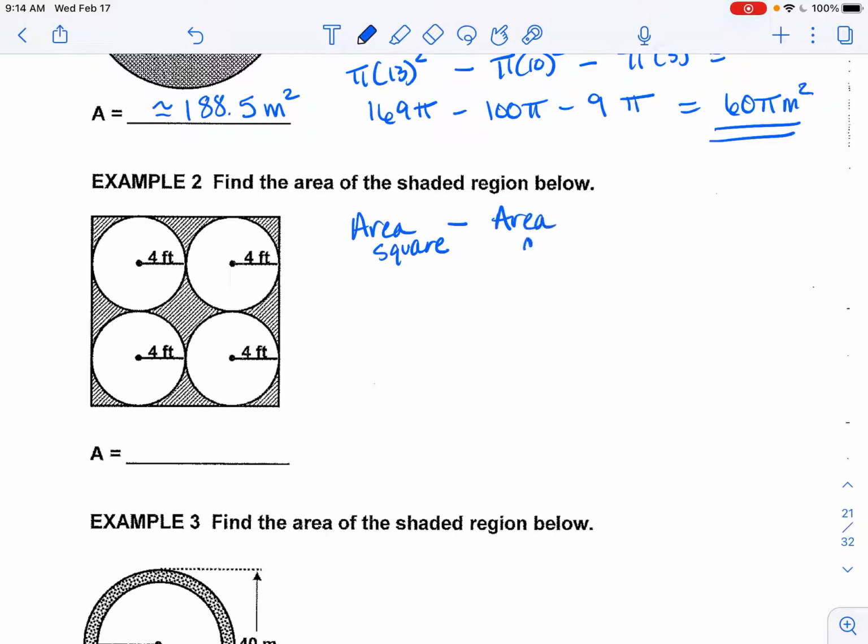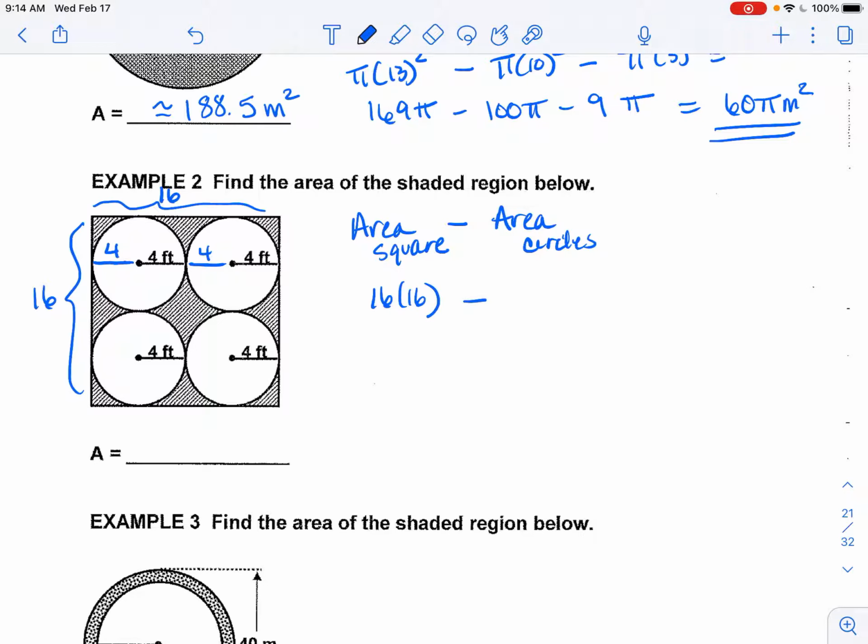Just like we did in that first example, let's find a side length. We're given the radius. These are each 4. From here to here is 4, from here to here is 4. So if I add these 4's up, 4 plus 4 plus 4 plus 4 is 16. So this square has side lengths of 16. The area of a square is length times width, or side squared, so this is going to be 16 times 16.